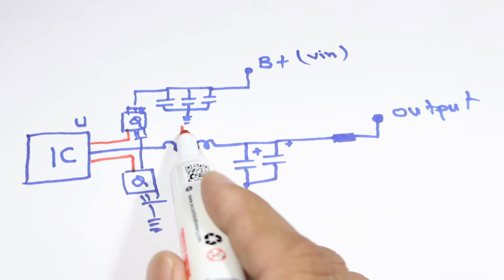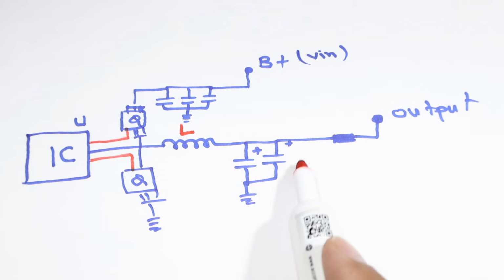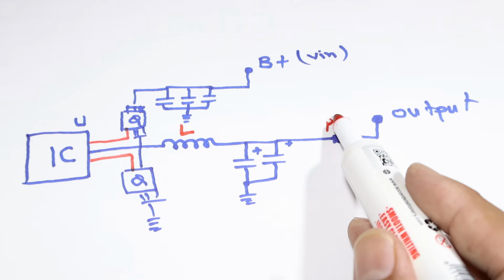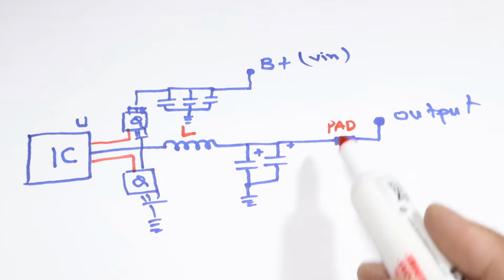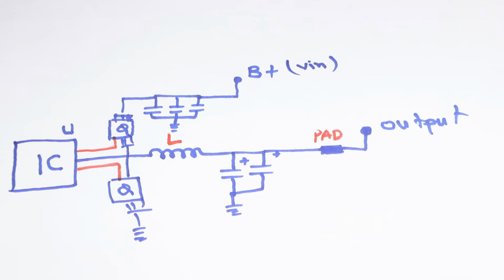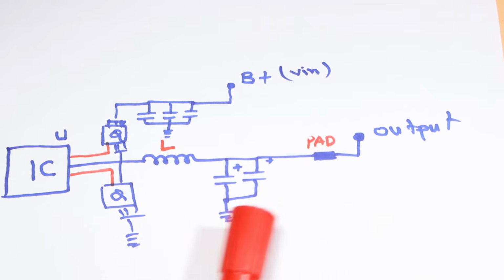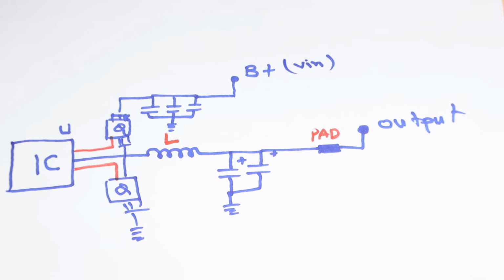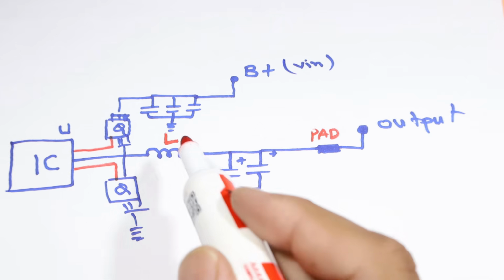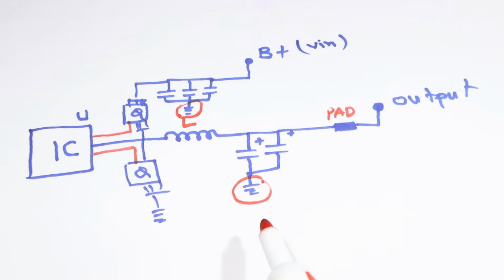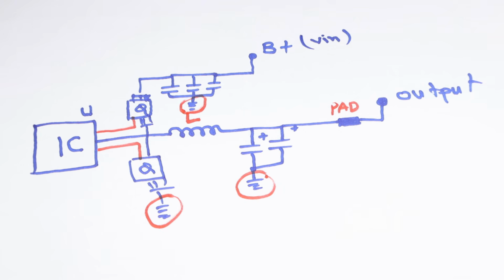After that we have the coil, then the polarized capacitors in the output. Then same thing, we can test at this point or the pad, and then we get the output. So I have a very important question. When you get a failed circuit, where do you have to check? Always focus on components connected to the ground.